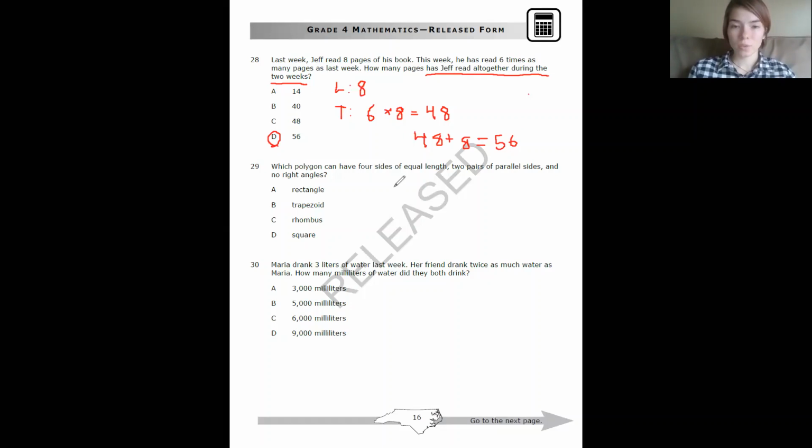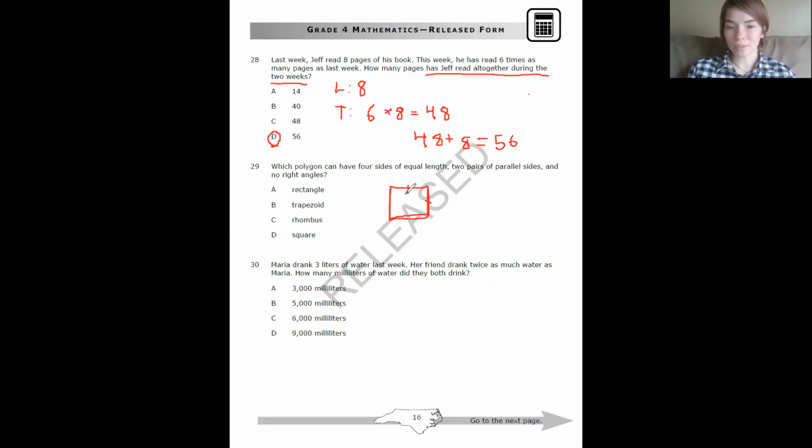29. Which polygon can have 4 sides of equal length, 2 pairs of parallel sides, and no right angles? Okay, so firstly, we need a polygon that has 4 sides of equal length. A polygon with 4 sides of equal length, my first thought might be a square. Except they say that it also needs to have 2 pairs of parallel sides. Well, that fits with a square.